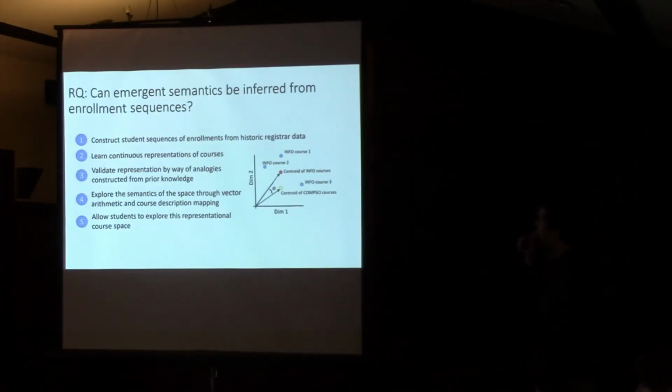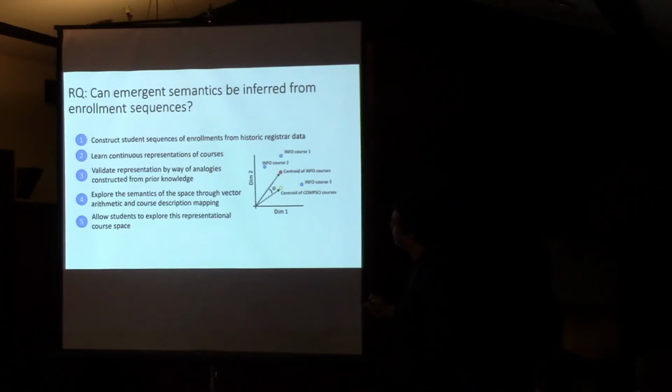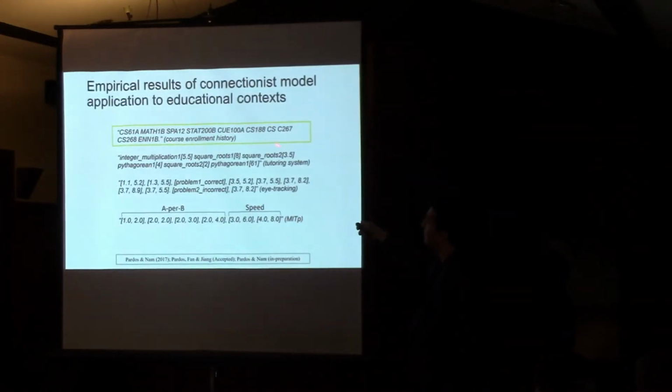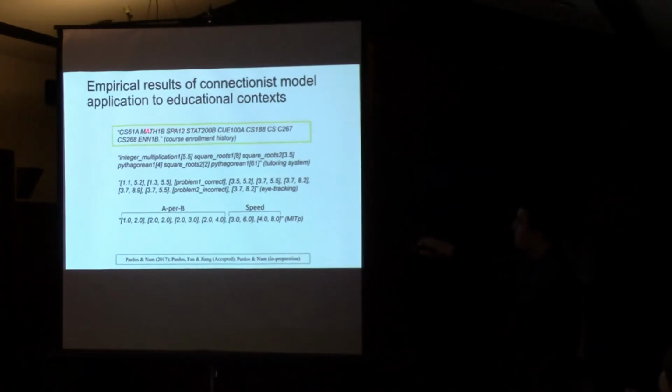Okay, so can emergent semantics be inferred from enrollment sequences the way they're inferred from language? Let me jump back here and show you what I'm considering now to be a sentence. A student took CS 61A, then Math 1B, Spanish 12, statistics. So now instead of words in a sentence, it's courses in a course enrollment sequence. And is there meaning in that enrollment selection?